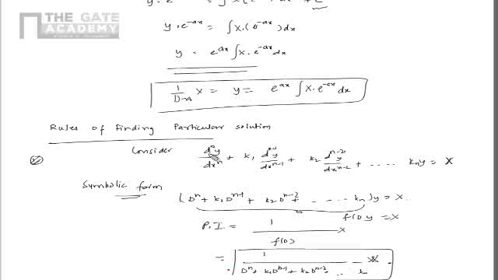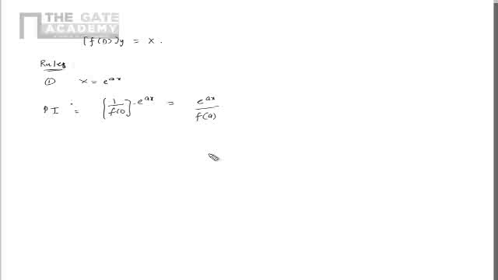What are the different rules for finding the particular integral? Considering the form f of D y equals X, now see the rules for finding the particular integral. First case: when capital X is of exponential form, e^(ax), where a is some constant, then I can write 1 by f of D into e^(ax). By the derivation, you can always write this as e^(ax) by f of a. This will be your particular integral or particular solution.